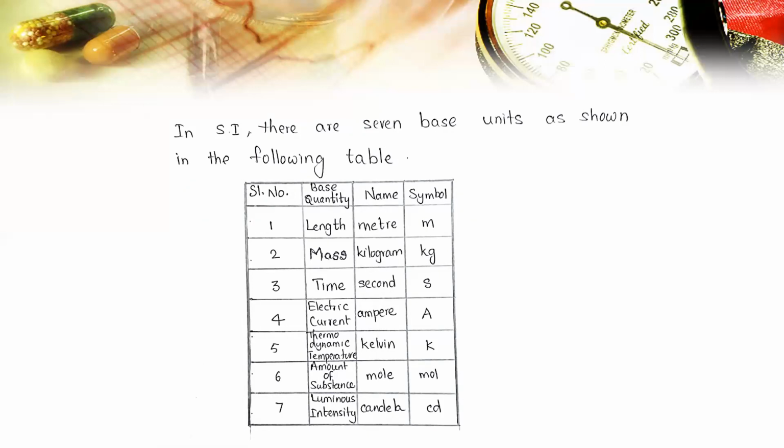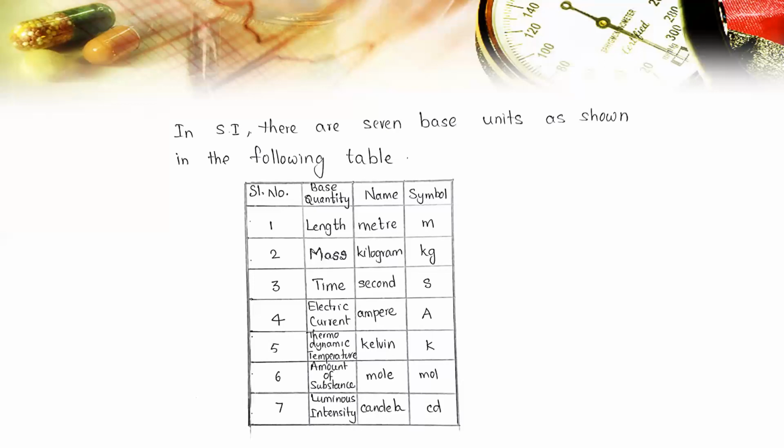The fifth one is thermodynamic temperature. It is measured in Kelvin. The symbol is capital K. The sixth one is amount of substance. The unit is mole, and the symbol is mol, small letters. The seventh and last one is luminous intensity. It is measured in candela, and the symbol is cd.